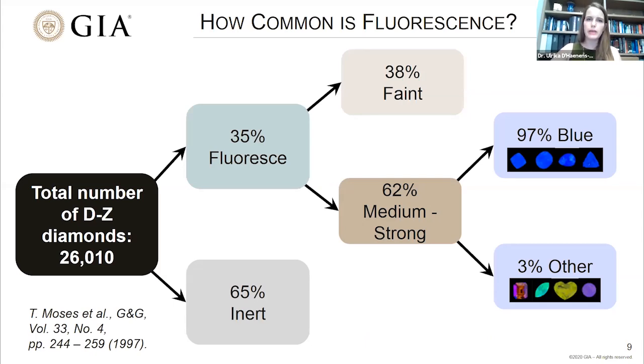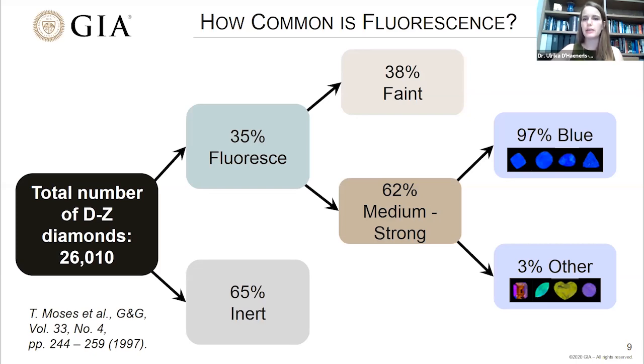Now, one of the questions you may have is, how common is fluorescence? We consider D to Z color diamonds in a study created by Tom Moses in 1997. He studied 26,010 diamonds that were coming through the lab. And out of those, they found that 35% of them fluoresced, whereas 65% were inert. And this is to longwave UV.